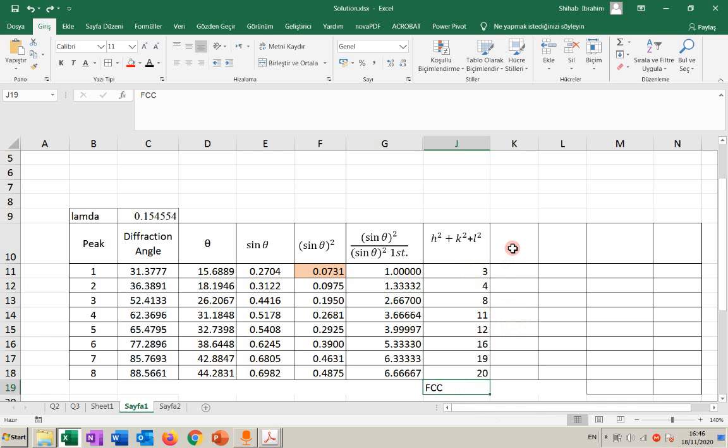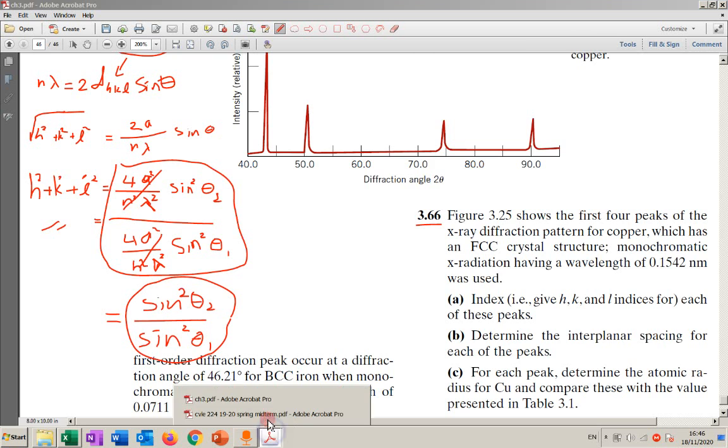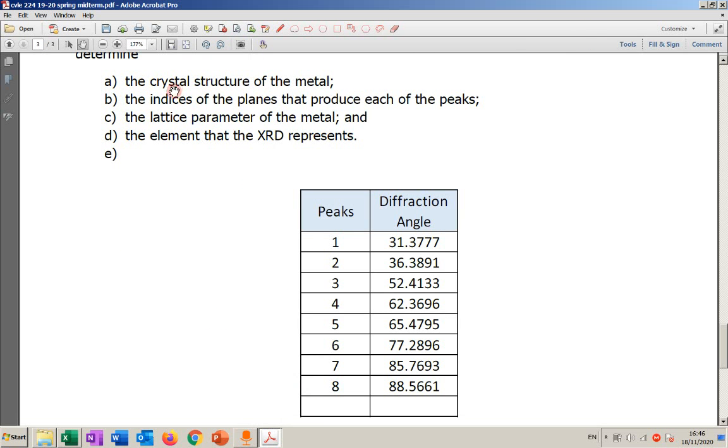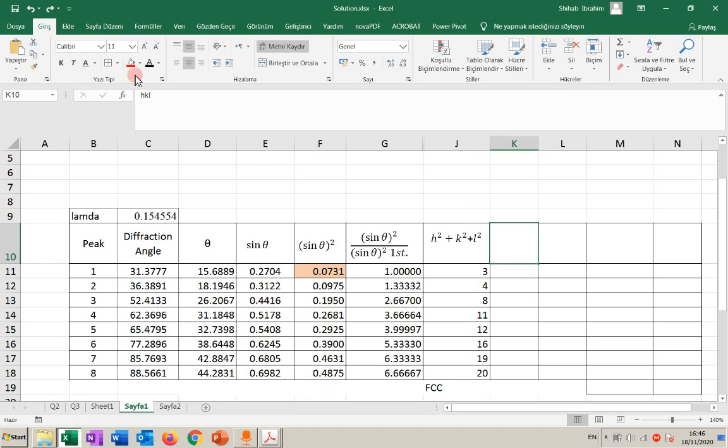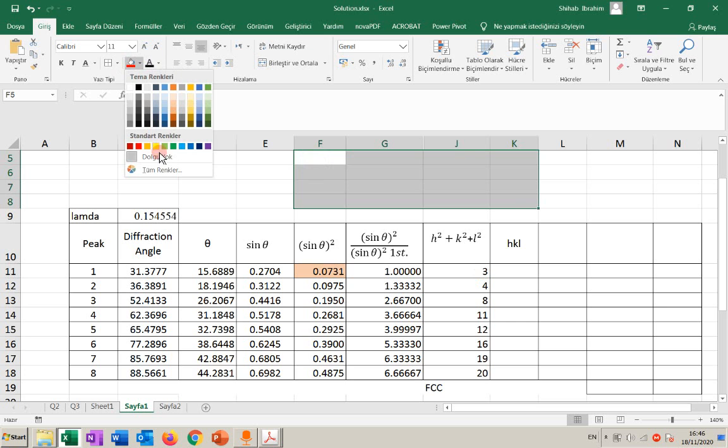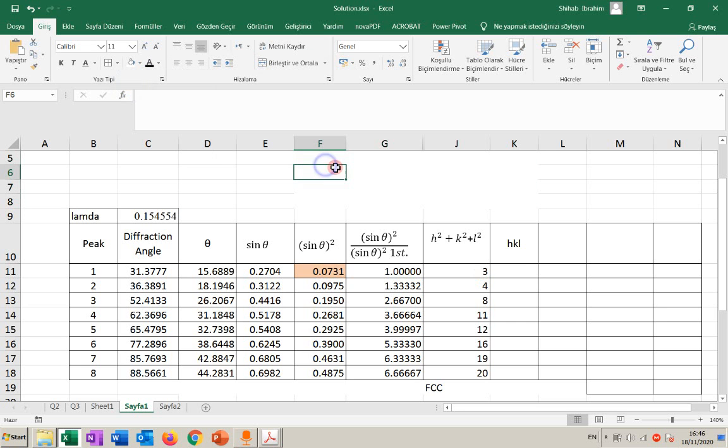Now, if it is FCC, the rest will be easy, yes? Why? Because the question says to find the crystal structure, which was the hardest thing, and then the indices, we showed you how to find the planes, and then the lattice parameter, and the rest of the things that we have. In order to find the planes, what do we say? We said that we are going to find 3 numbers, again using the FCC crystal structure rule.